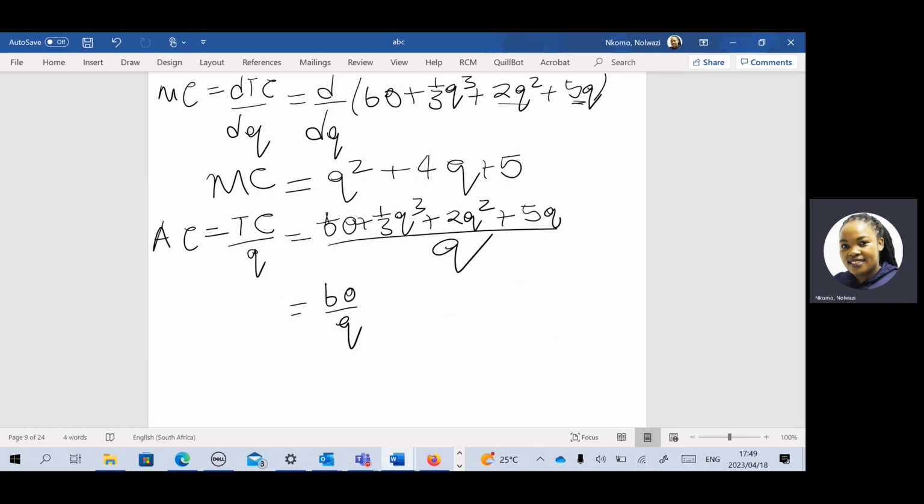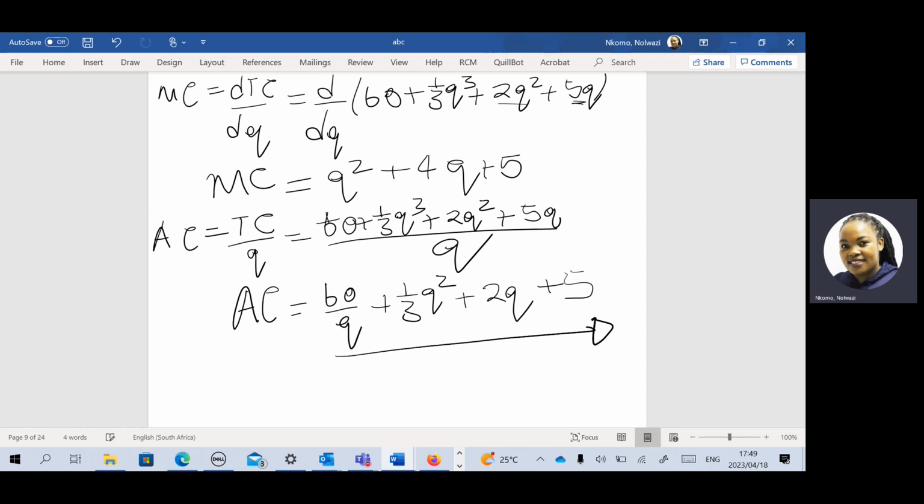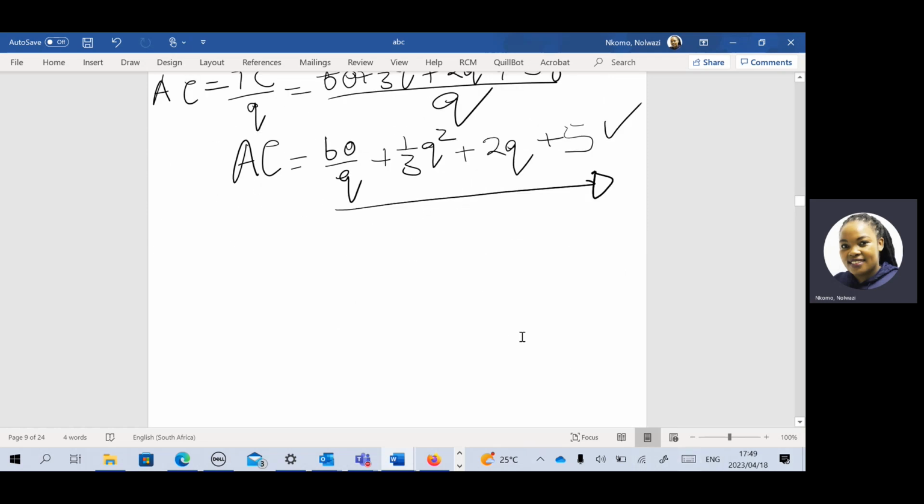We have 1/3 Q cubed divided by Q. That will give us 1/3 Q squared. And we have 2Q squared divided by Q. That will give you 2Q. And we have 5Q divided by Q. That will give us 5. This is our average cost. You see, they are different. So please don't confuse the two. I hope we don't have questions, but you can email me after going through this video if you feel like you have questions.